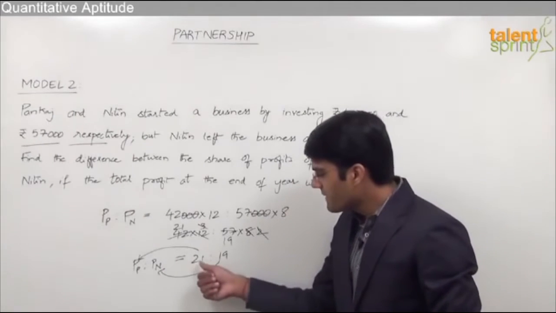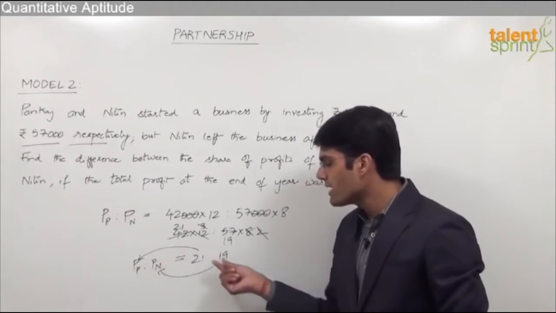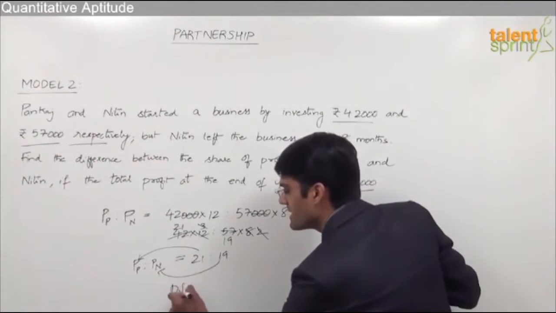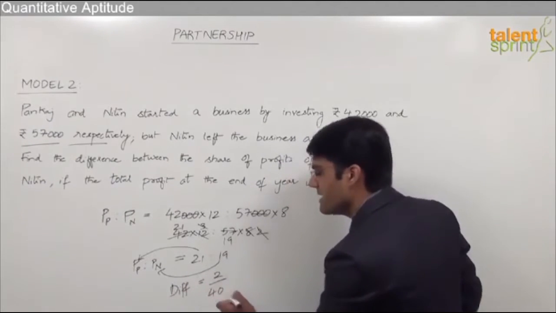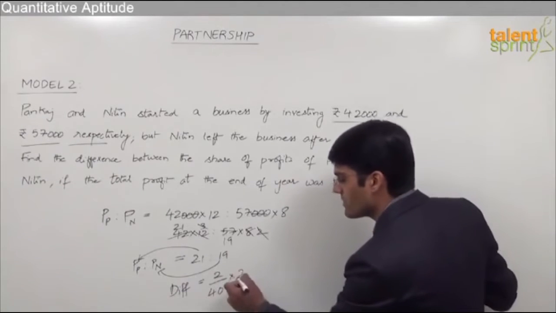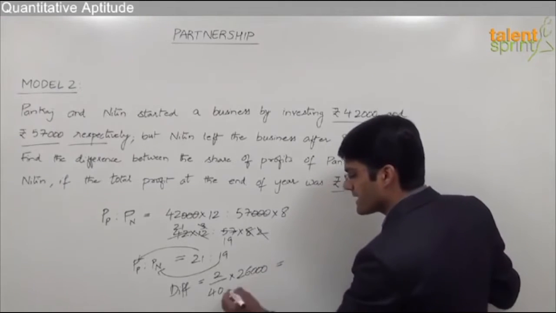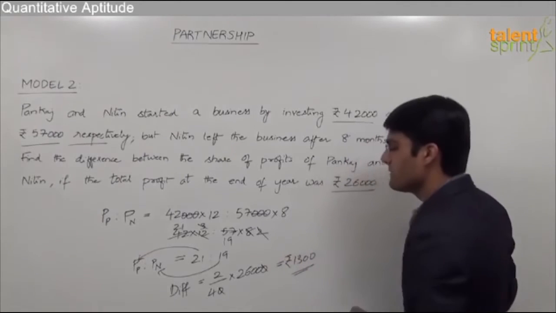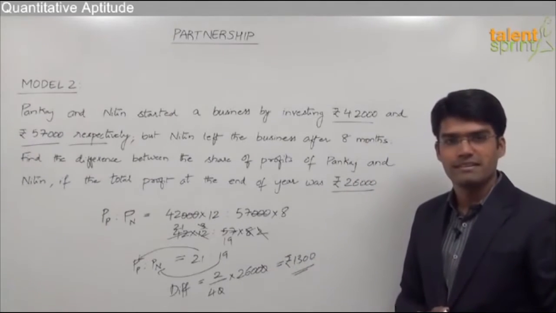So as you can see, the difference between their profits is 2 parts, as 21 parts go to Pankaj and 19 parts go to Nitin. So we can say that the difference will be equal to 2 parts out of total 21 plus 19, 40 parts. And this when multiplied by the total profit of 26,000 will give us the actual difference. So by simplifying this, we get the answer as 1300 rupees. So we can say that the difference of profits between Pankaj and Nitin will be equal to 1300.